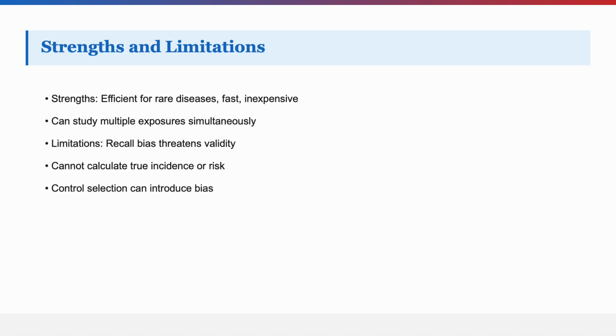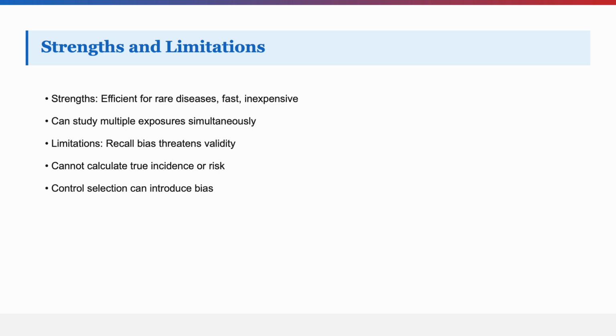Case control studies have distinctive strengths and limitations. The major strength is efficiency for rare diseases. A disease affecting 1 in 10,000 people would require enormous cohorts. Case control studies can enroll available cases directly. They're faster and cheaper than cohort studies. Multiple exposures can be assessed once cases and controls are enrolled. One study can test many hypotheses about risk factors.